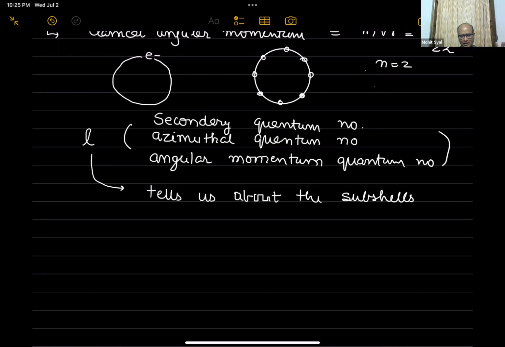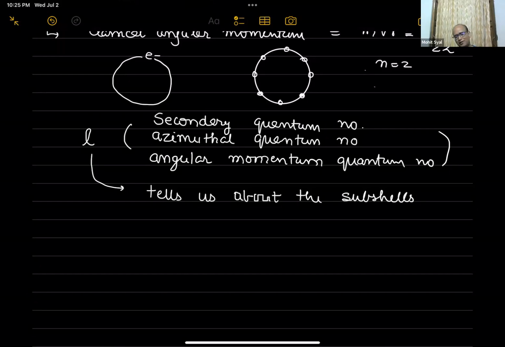So the shell gives the rough idea of the size or the distance of the orbital, how big an orbit is, and how much energy the electron is carrying. In Bohr theory, it used to represent the circular orbits, first orbit, second orbit, and we used to put all those electrons in that orbit. Each orbit can hold a maximum of 2n square electrons.